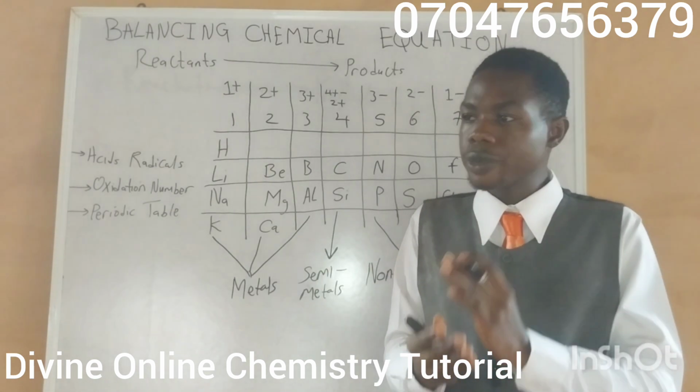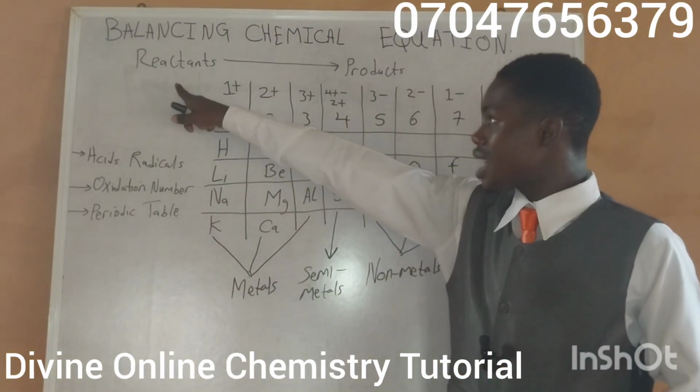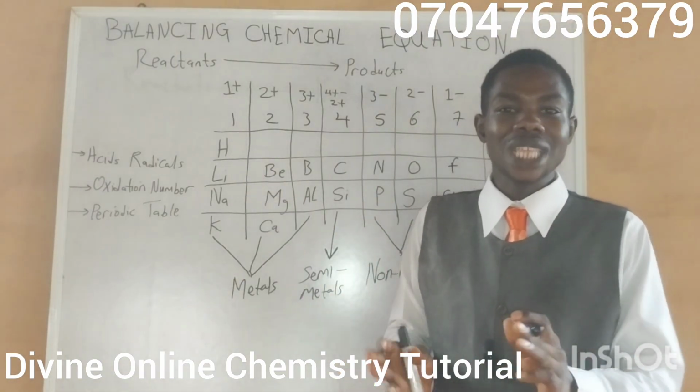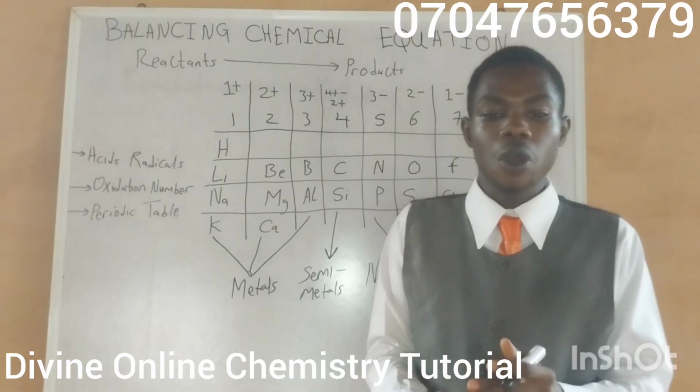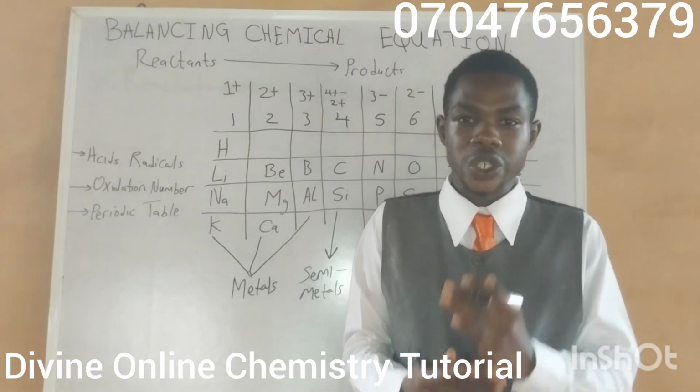Whenever you are balancing a chemical equation, after you have formed the product, quickly check the moles of the reactant and the moles of the product. Once they are balanced, just know that the equation is balanced. So from here, we'll be moving straight to types of chemical reaction.